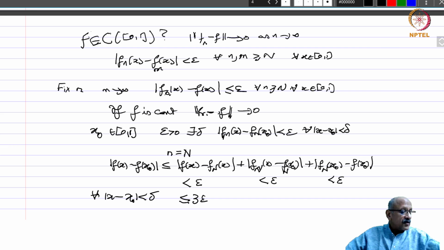So this is the example of a function space. We will see many more function spaces later, so we will leave it at this.